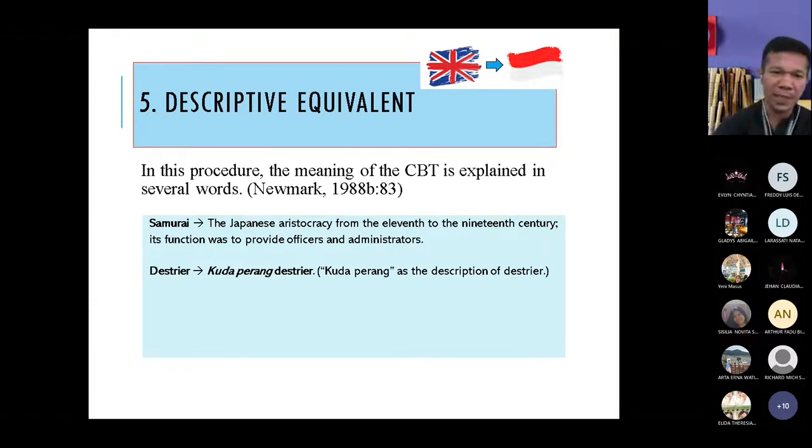In Bahasa Indonesia, we describe death year by using kuda perang, ya. So kuda perang, the phrase, is explaining about the thing, the name of death year. So descriptive equivalent means that we describe the word, we describe the phrase by using longer words, ya. Maybe we describe by using the qualities, we describe about the function, yeah. So this explanation or this additional information is very useful to the reader to know about the thing, yeah. Okay, so that's called descriptive equivalent.